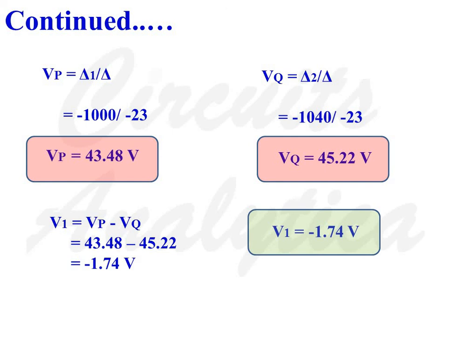Vp is equal to delta 1 by delta, that is equal to 43.48 volt. Vq is equal to delta 2 by delta, that is equal to 45.22 volt. And V1 is the potential difference between node P and node Q. So V1 can be written as V1 is equal to Vp minus Vq, or V1 is equal to minus 1.74 volt.